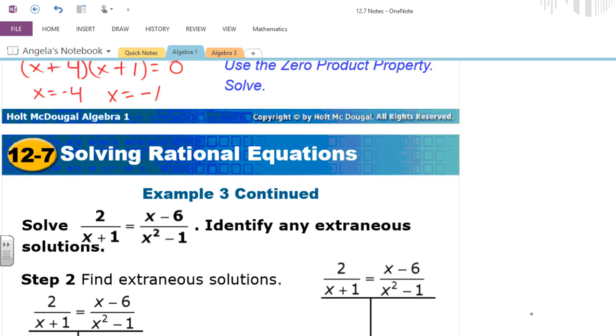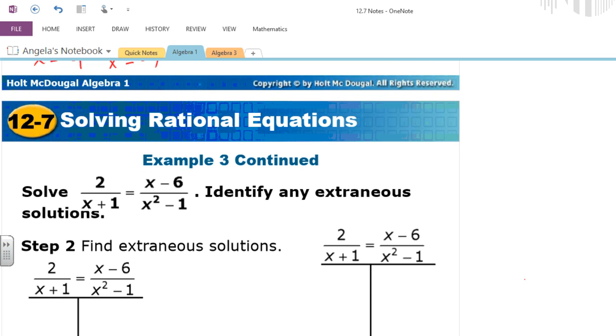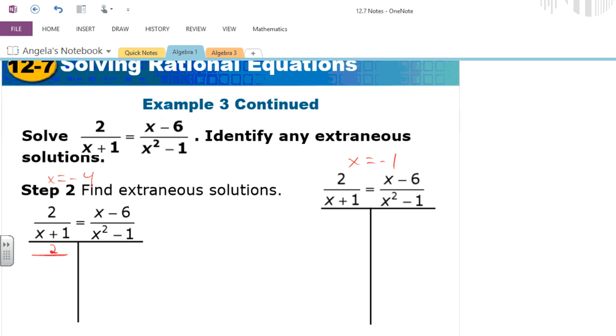So what that means is I have to check them both individually. You don't plug the 4 into one x and the 1 into the other x. You have to do them separately. So I'm going to check x equals negative 4, and over here I'm going to check x equals negative 1. So if I plug negative 4 in, I'm going to get 2 over negative 4 plus 1 on this side equals negative 4 minus 6 over negative 4 squared minus 1. So that becomes 2 over negative 3. I'll get a negative 10 on top. Negative 4 squared is 16, and then 16 minus 1 is 15.